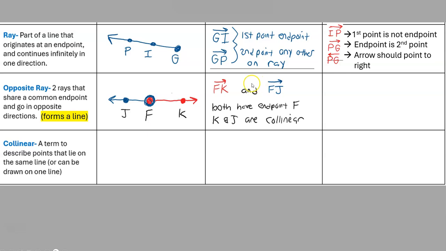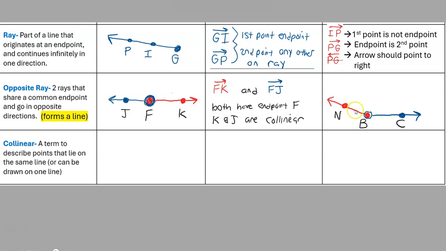Now, in terms of labeling, we would just say in this case, well, FK starts at F, goes to the right. FJ starts at F, goes to the left. Those are considered opposite rays because they both have the endpoint F. And then K and J are collinear. Well, we'll talk about that word in a minute. That's another way of me saying they're on the same line.